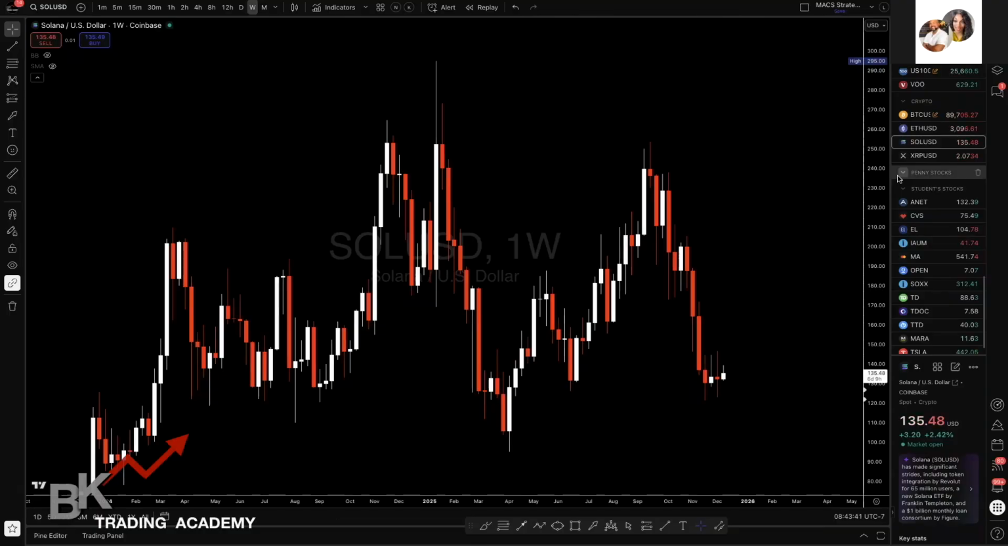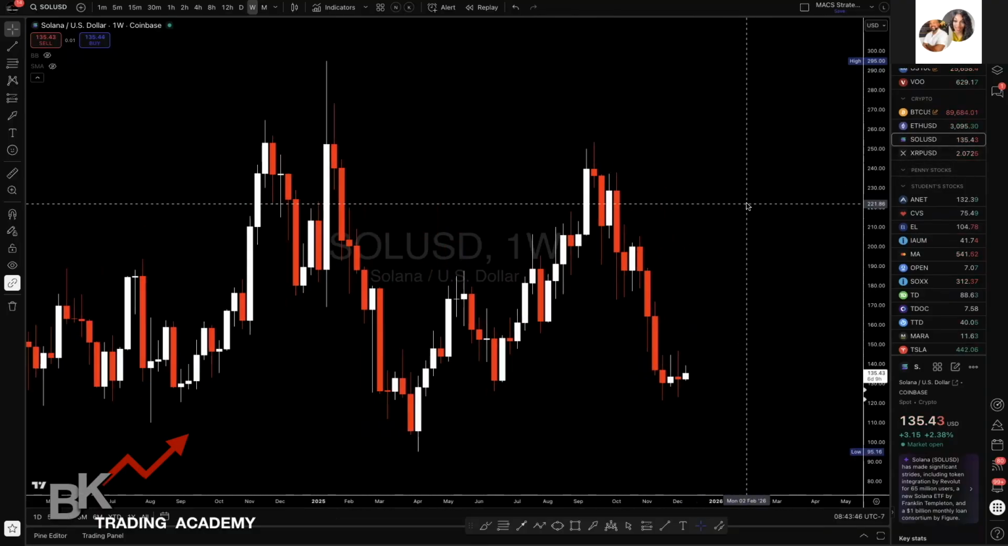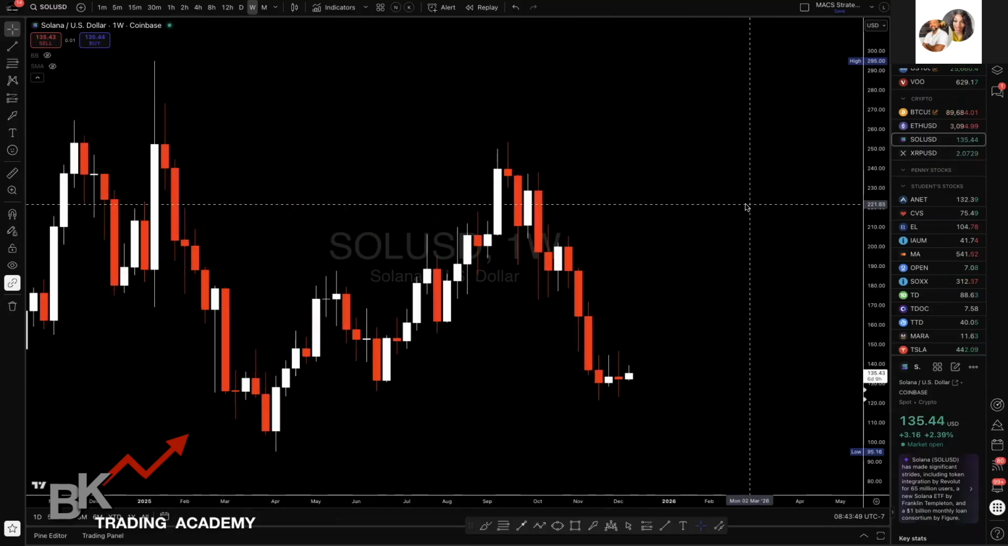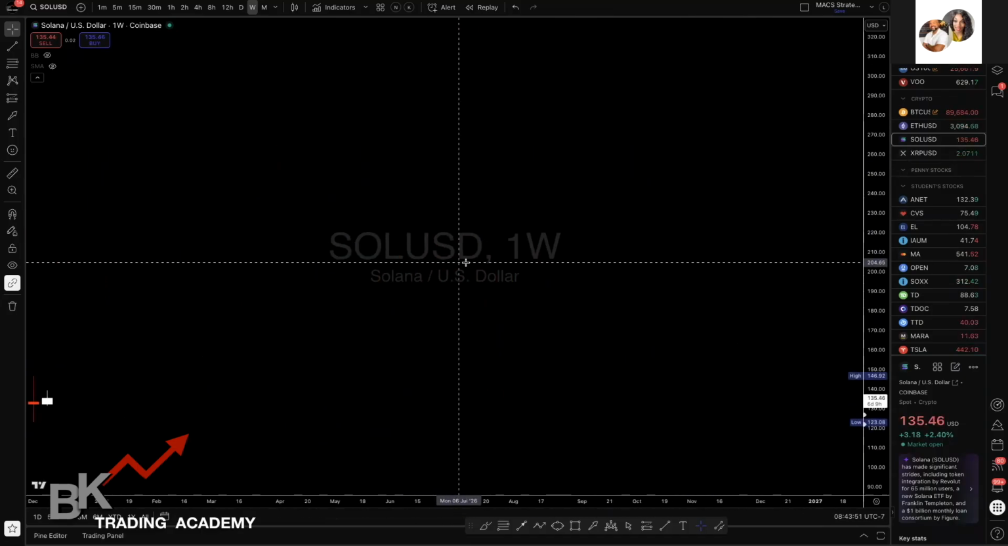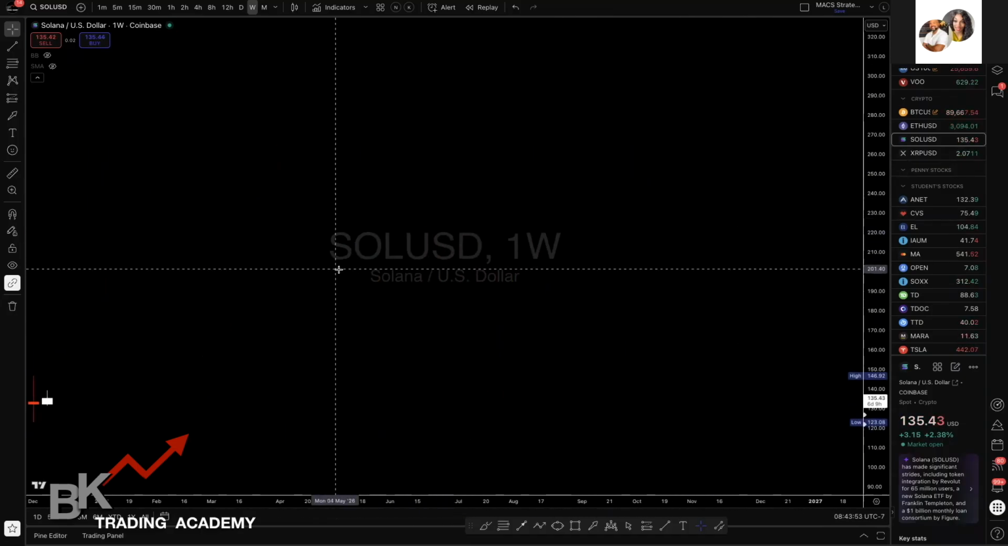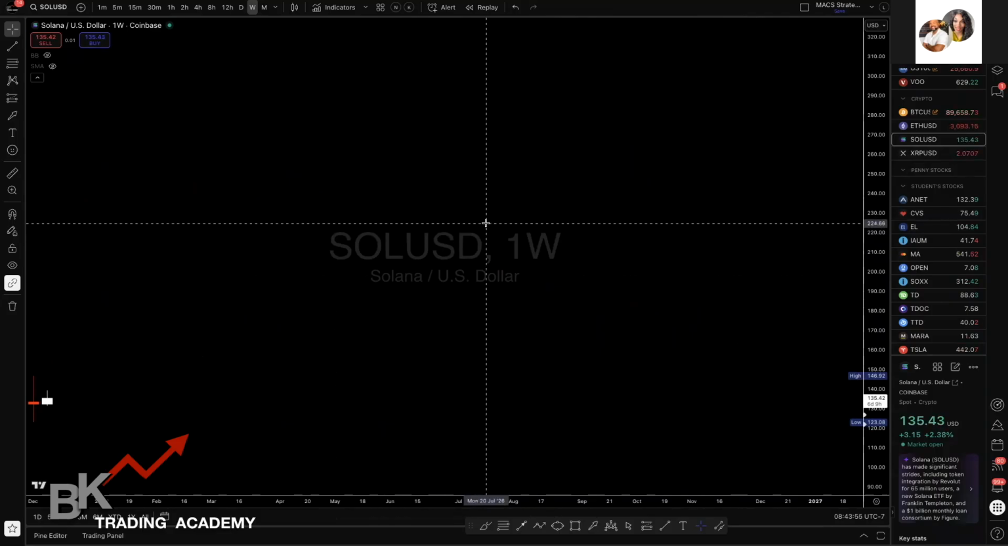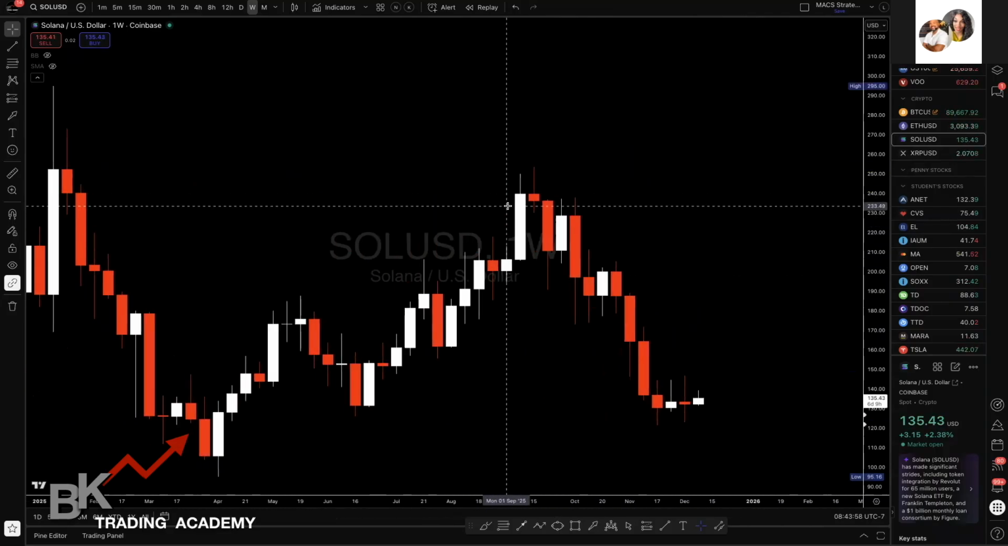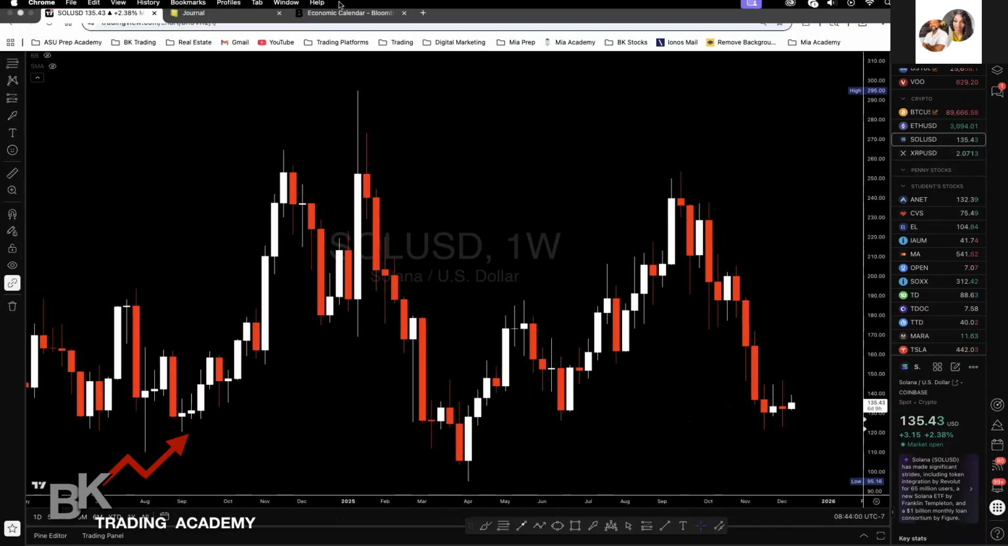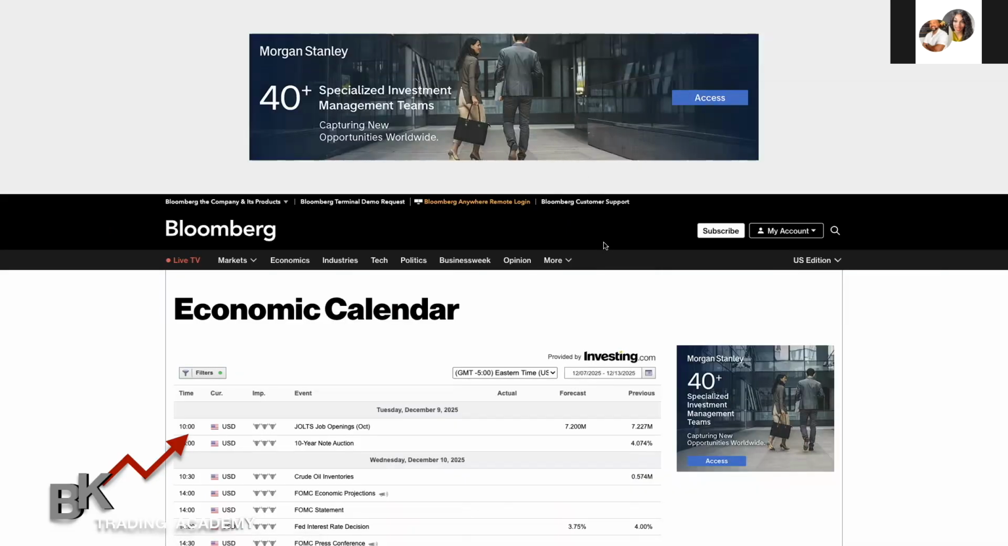Hey, what's up, traders? We're going to take a look at Solana USD and XRP USD. These are two cryptocurrencies, and notice how we have USD at the end. So these cryptocurrencies are actually trading against the value of the United States dollar. And this is why I like to look for any specific news that may affect the United States dollar, because it can affect the crypto that I'm looking at trading.